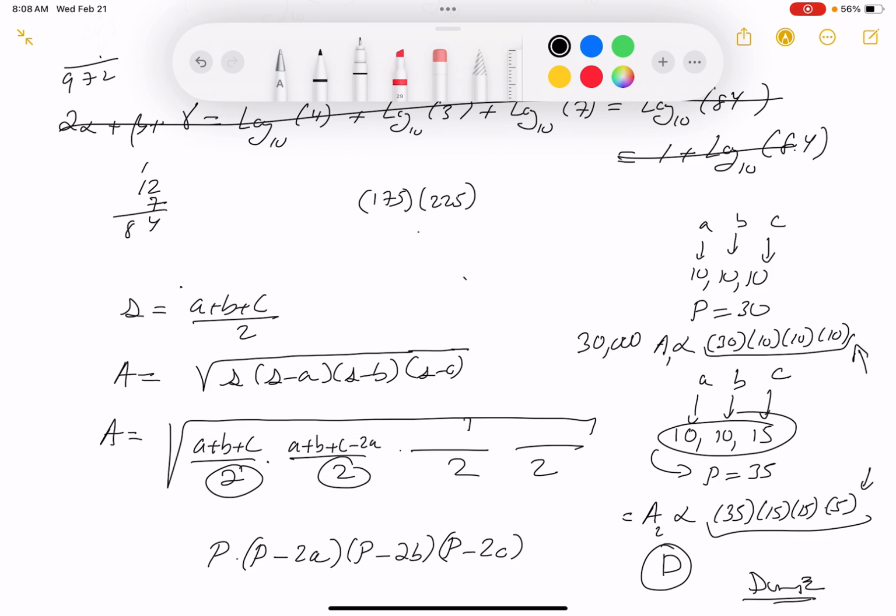Let me just go through that with you. 225, 175. Let's see, 5 times 5 is 25. I really don't have to do that. It's much larger. When I say much larger, it's certainly much larger than 30,000, by the way. All right, so D's the answer. Thank you.